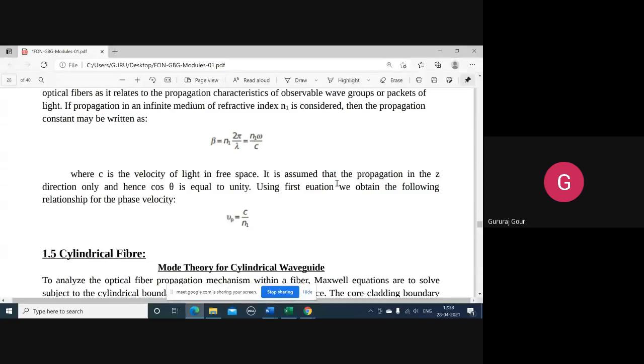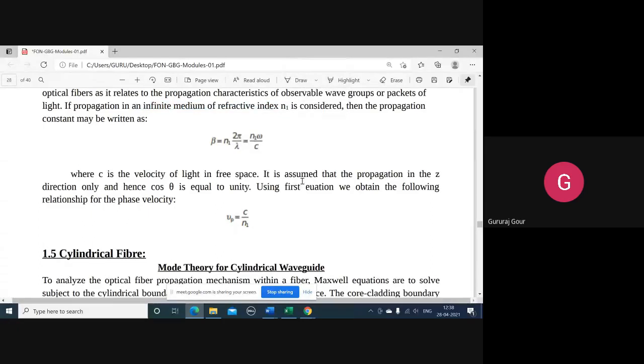So with the assumption that the propagation is in the z direction only, cos theta will become 0, that is, cos of 0 will become 1. So using the first equation of the wave theory, we obtain the relationship of the phase velocity with the refractive index of the infinite medium and light velocity as Vp equal to c by n1. They are inversely proportional. Phase velocity will increase with the decrease in refractive index of that infinite medium. That you have to understand.